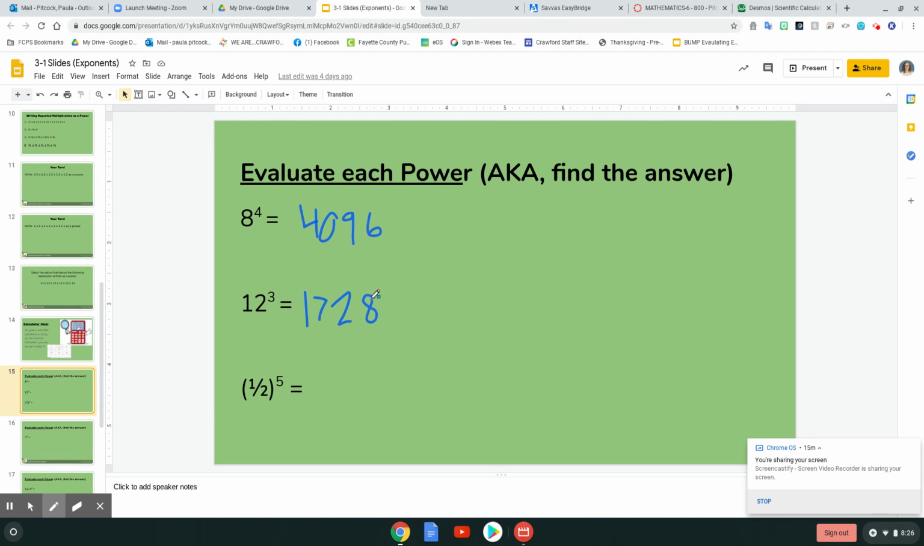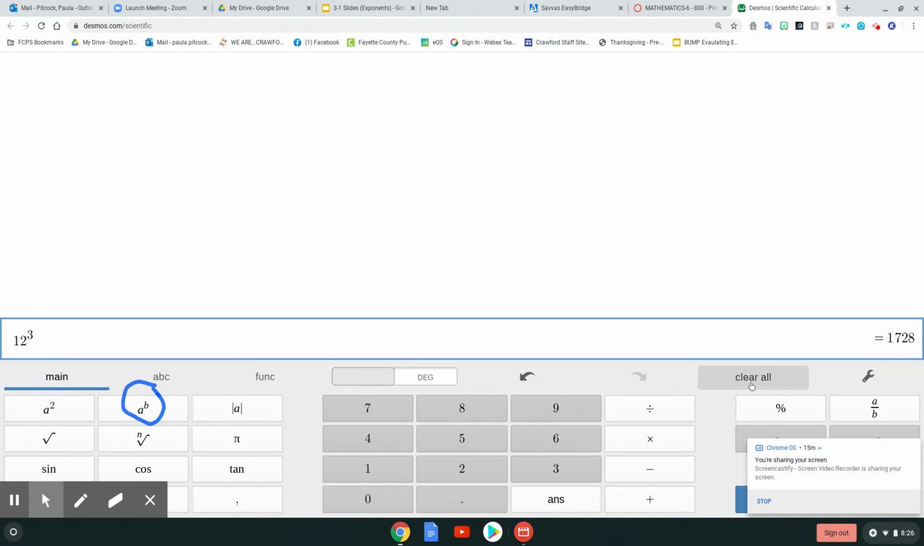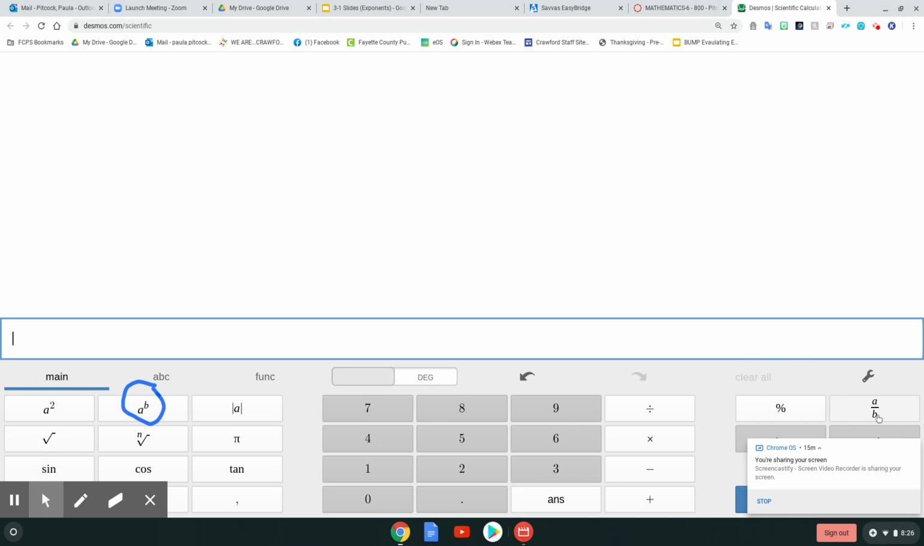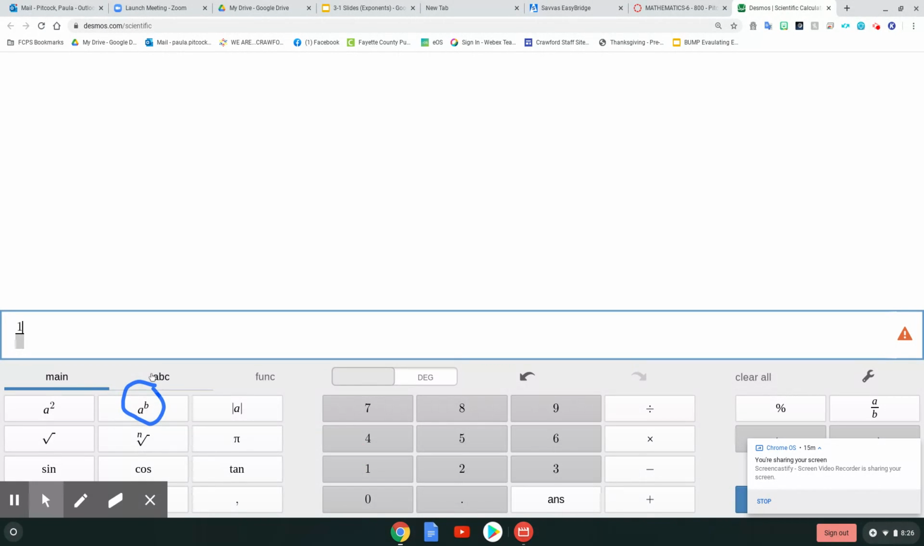Pardon the handwriting. The last one is 1/2 to the power of 5. So I'm going to clear it. I have to type it in as a fraction. I'm going to hit AB first and do 1/2. The fraction button's over here. 1/2. I need the whole thing to go to the power of 5. So I have my fraction, then I hit the exponent button. You have to make sure the 5 is raising the whole thing to that power.